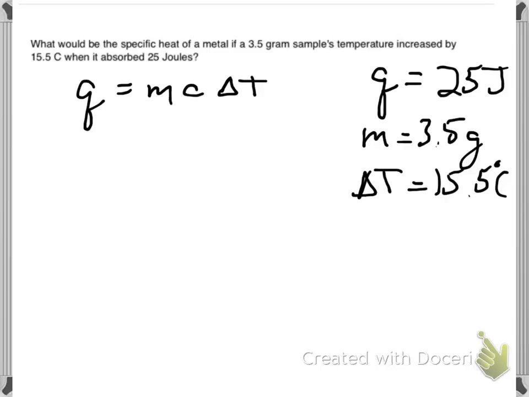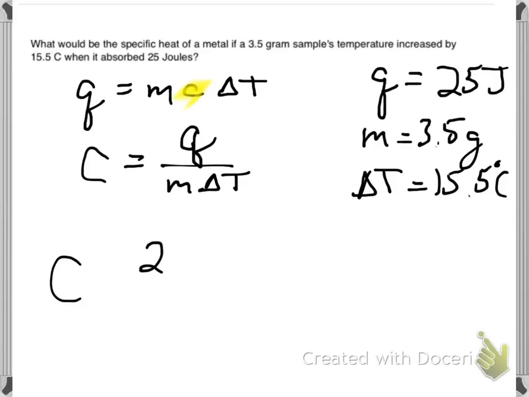And now, since we're solving for specific heat, and specific heat is C, I'm going to algebraically solve, and we'll divide both sides by m delta T, and we're going to rewrite our expression that C is equal to Q divided by m delta T. So now we plug our values in. Our Q value we mentioned is 25 joules, and our mass is 3.5 grams.